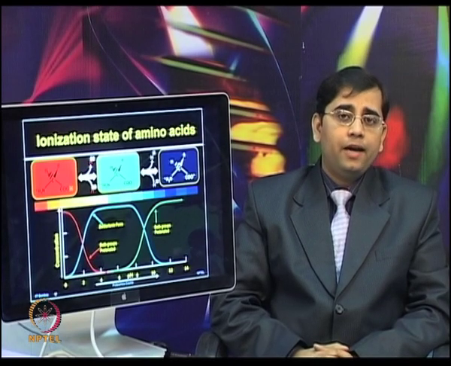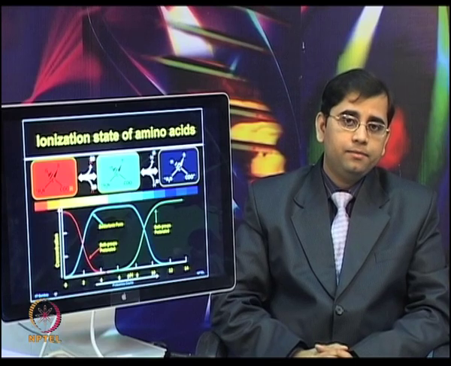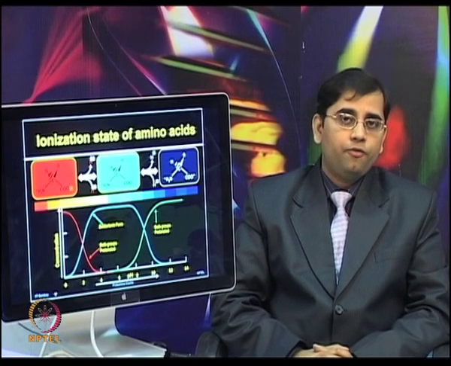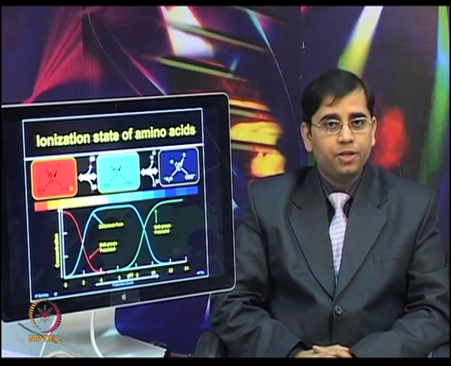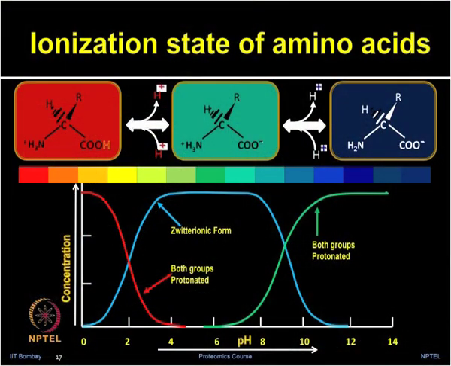Let us now talk about the ionization state of amino acids. The ionization state of amino acids varies with pH. In the acidic solution, if you follow the slide from left to right, the amino group is protonated, NH3 plus, and the carboxylic group is undissociated, COOH. At the neutral pH, the amino acid exists as dipolar ions or Zwitter ions. The amino group is protonated, NH3 plus, and the carboxylic group is deprotonated, COO minus.